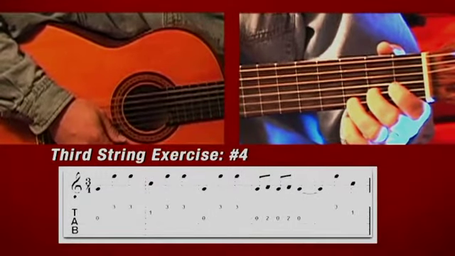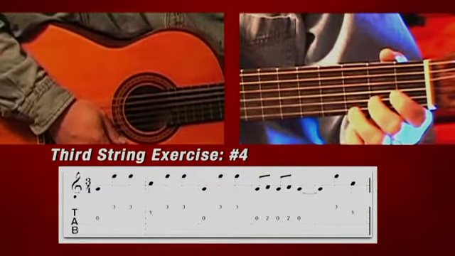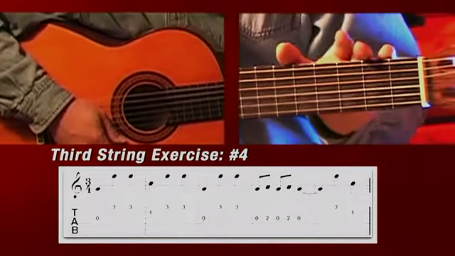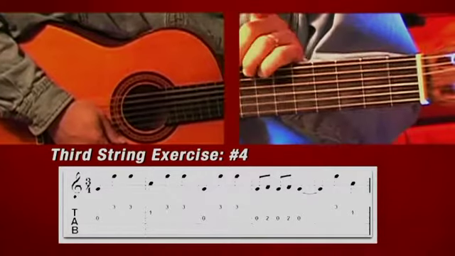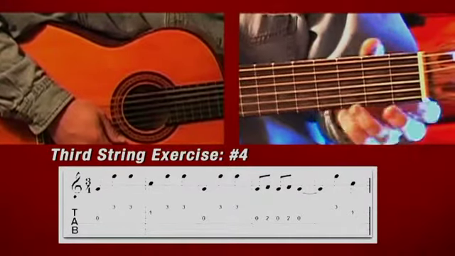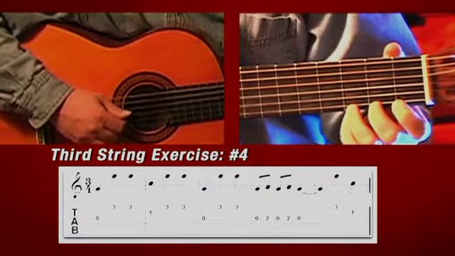Rest. Number 4, this one's in 3/4 time. I've switched time signatures on you. It's not always going to be in 4/4 time. Some songs are going to be in 3. This has 3 beats per measure. Let's do this one. Ready? Play.